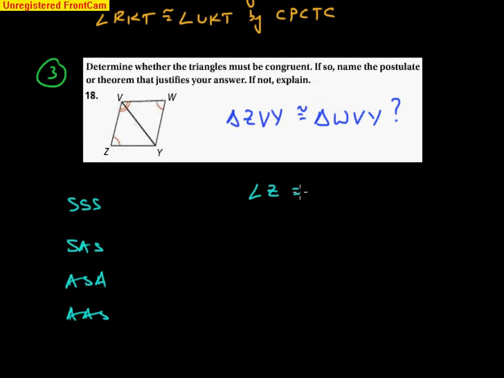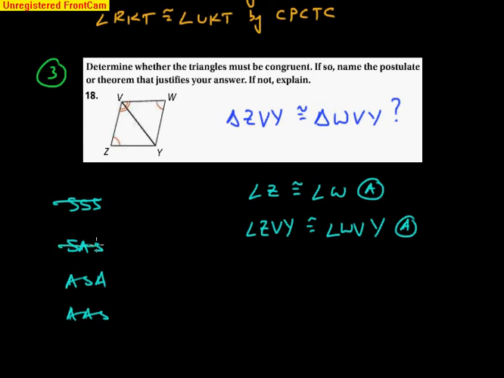Well, first, I have angle Z is congruent to angle W. There's one pair of angles. Cross off side, side, side. It's not going to happen. Then, I have angle, and I'll call it ZVY, is congruent to angle WVY. Right here. It's these 2 angles. That's another pair of angles. So now I cross off side, angle, side.